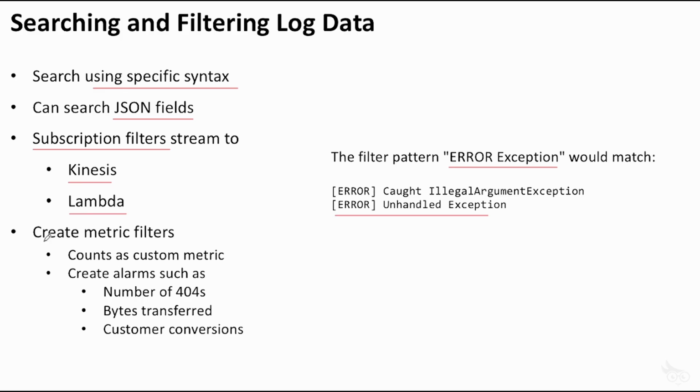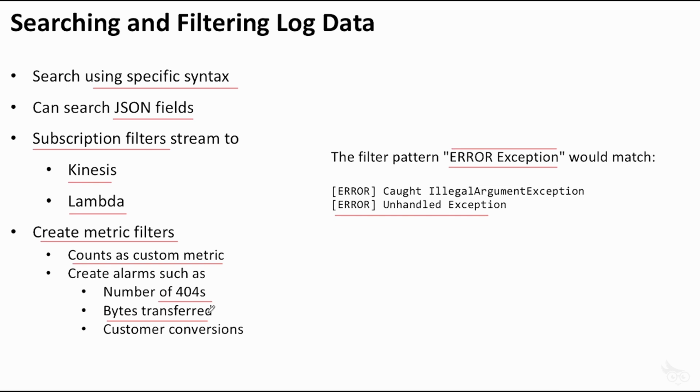We could also create metric filters so that, for example, here, if we created a metric filter based on this, every time we see the word error or the word exception, we could count that and say +1, +1. And then this would end up counting as a custom metric within Amazon CloudWatch. From that, we could create alarms. So we might want to count the number of 404s. In the case of a web server, we might want to count the number of bytes that were transferred by that web server per request or over a period of time.